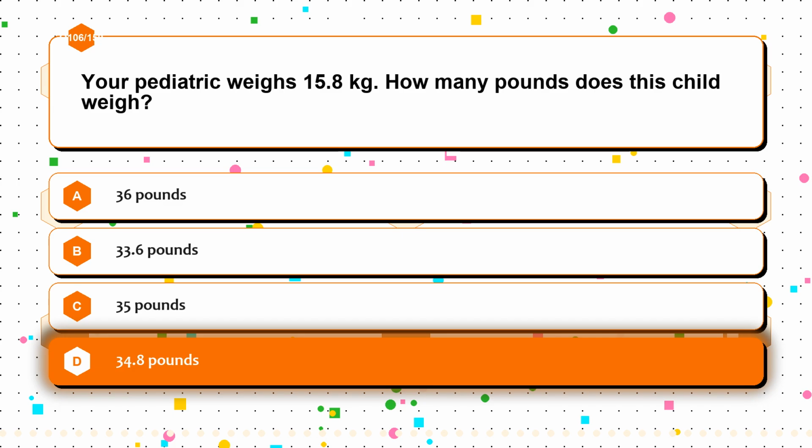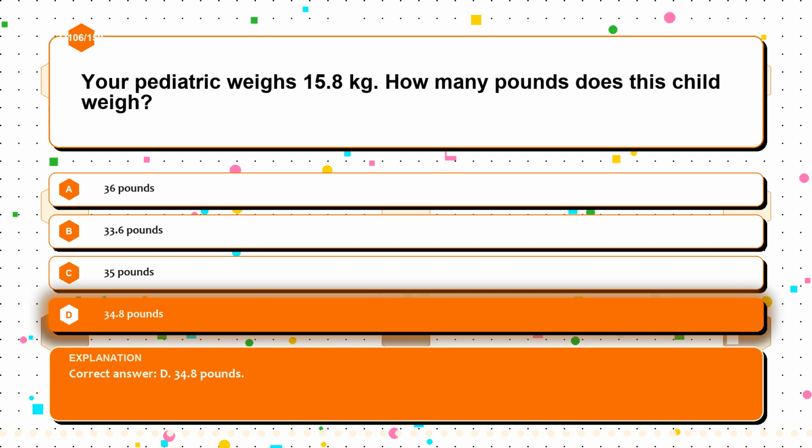The correct answer is option D, 34.8 pounds. Correct answer, D, 34.8 pounds.